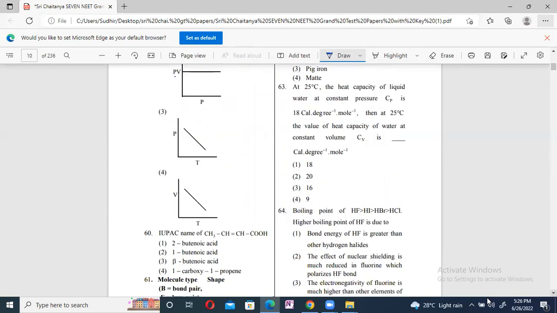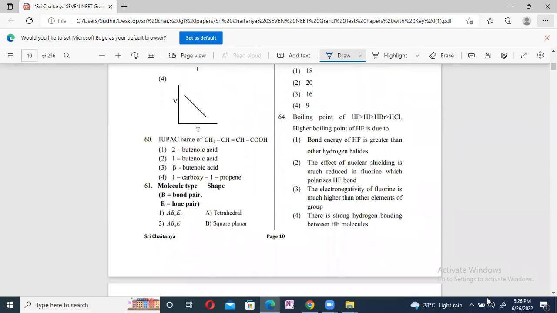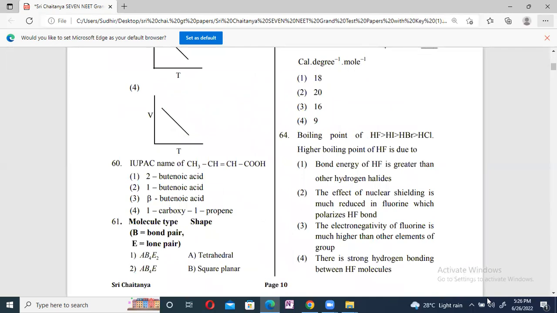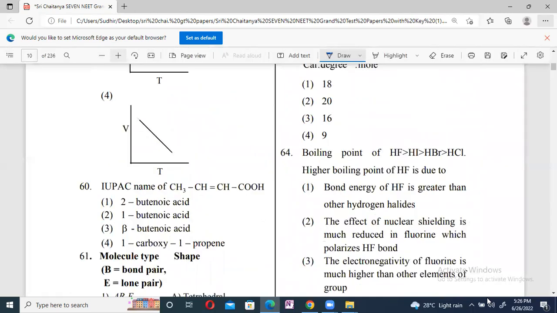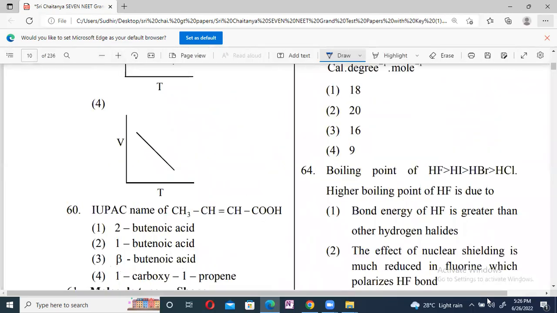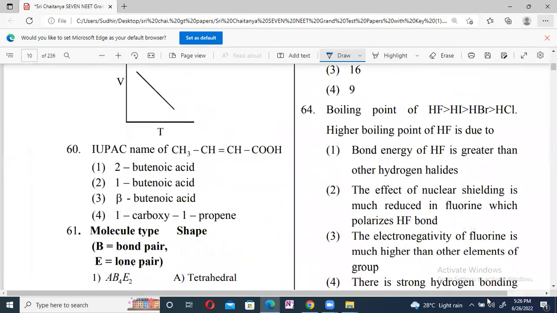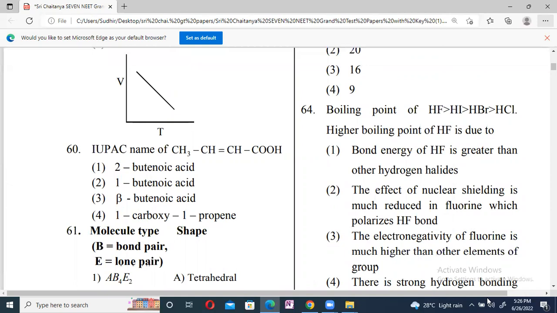Question number 60. What is the IUPAC name of the compound? You can check it. It's very simple. The compound contains a carboxylic group as the functional group, a chain-terminating functional group, and that carbon will be numbered as 1, then 2, 3, and 4.